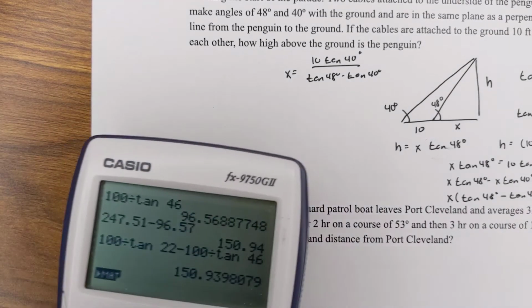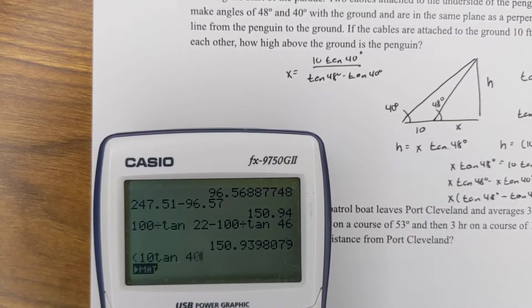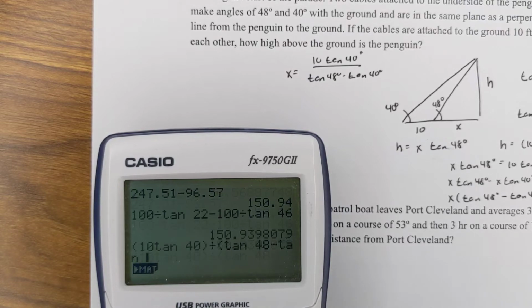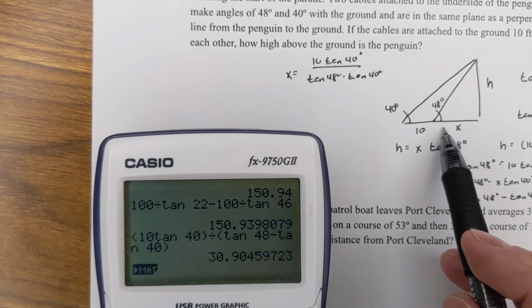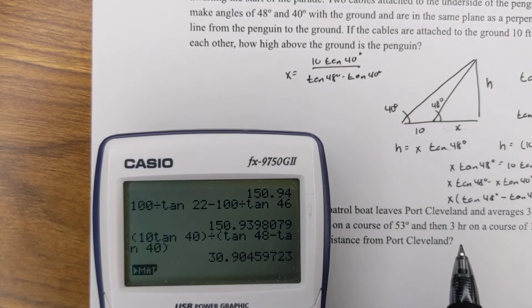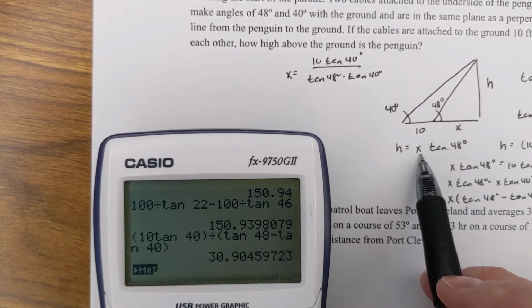Now be careful, I can type that all in my calculator at once. So parentheses, 10 tangent 40, divided by parentheses, tangent 48 minus tangent 40. So that's the x value. This distance is 30.90-some-odd feet. Now this though is not the height.